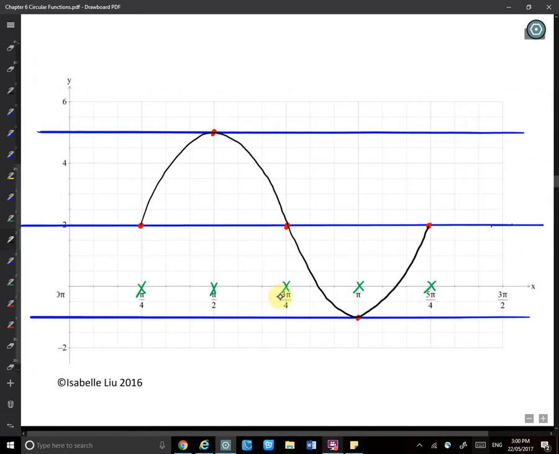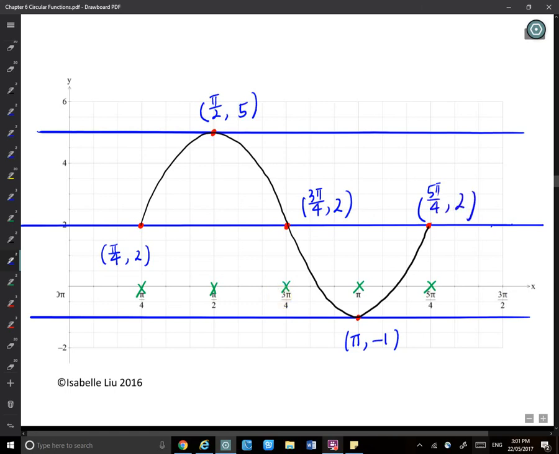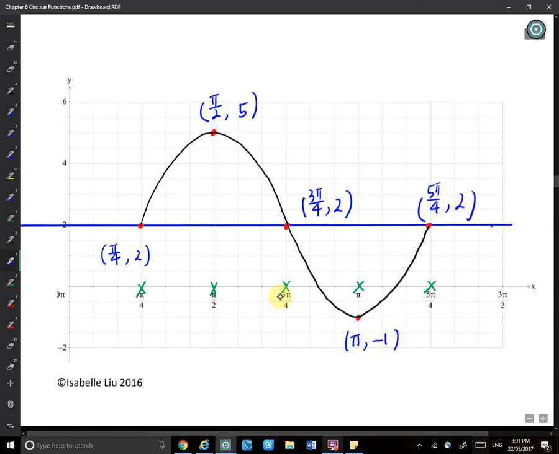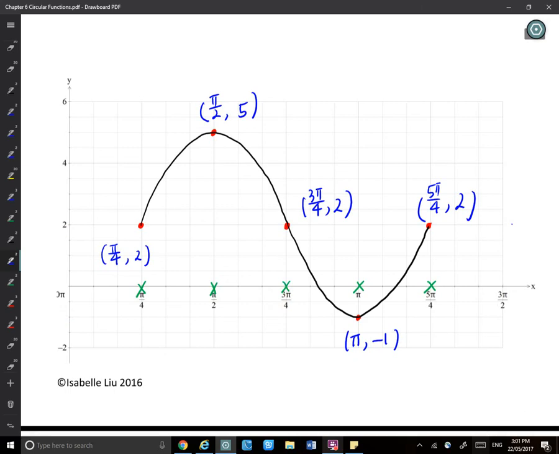That's the shape of the graph, and it's quite easy to label all the points. Pi over 4, 2, that's an endpoint. Pi over 2, 5, that's the max. 3 pi over 4, 2 is the midpoint. Pi, -1 is the minimum. And 5 pi over 4, 2 is an endpoint. And you can take off the 3 lines and the graph will look like that.